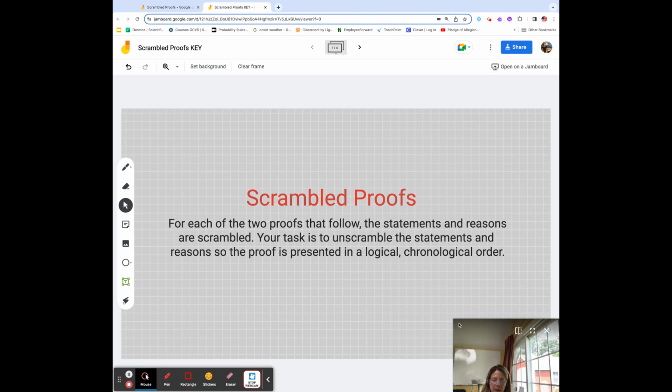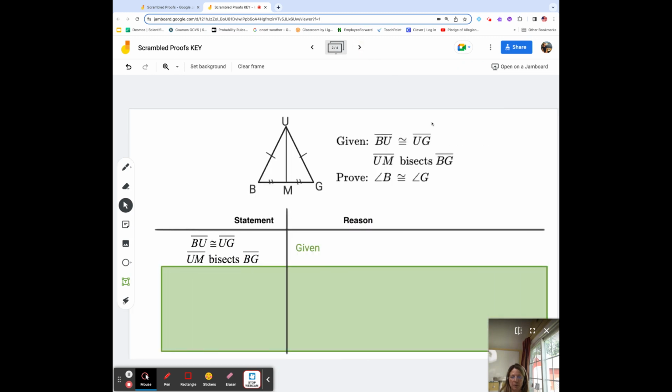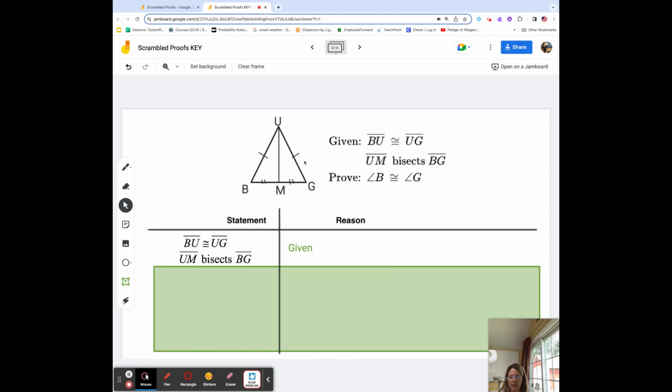So here is my answer key, and I'm going to show you how I proceeded. Let's see if you did something similar. First thing I did was, when I noticed the given information that BU is congruent to UG, I put the tick mark on each one of those sides. UM bisects MG, so I knew these two pieces are congruent. I did two tick marks.